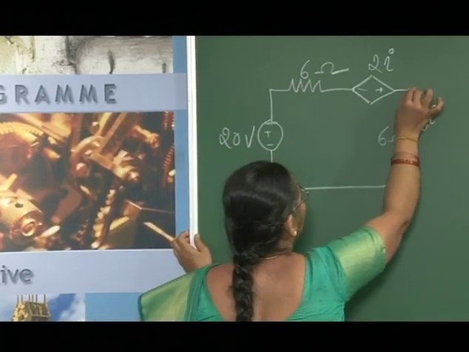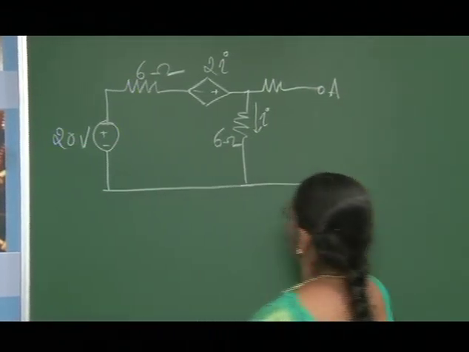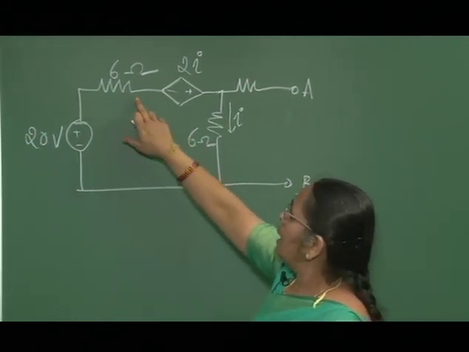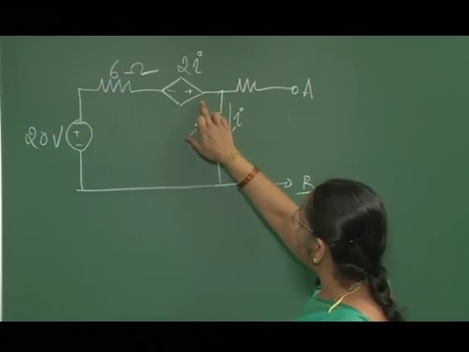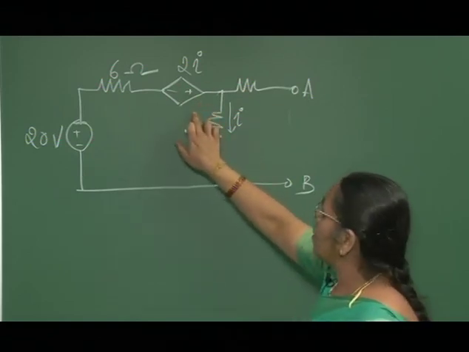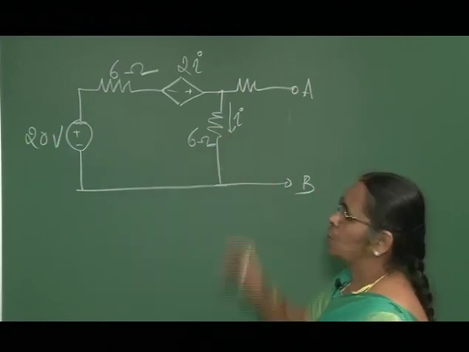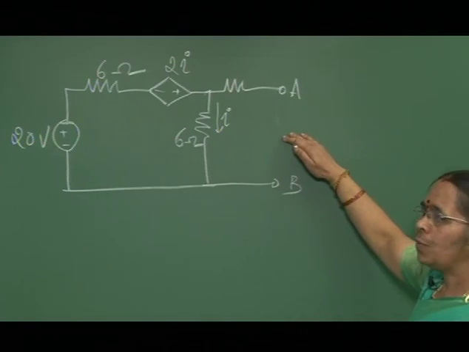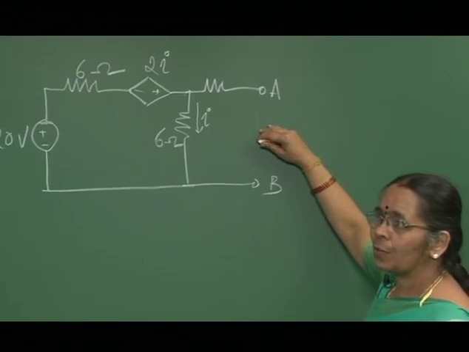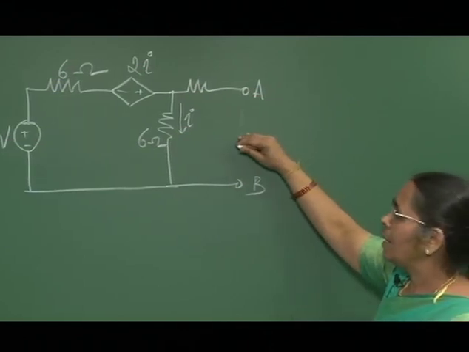That means this dependent source depends on the current I flowing through the 6 ohm resistor. Then you have 10 ohms, and this is the circuit. So you can observe here, the circuit has a 20 volt source, a 6 ohm resistor, a dependent source, and a 6 ohm resistor connected once again here. For such a circuit, how do we find the Thevenin equivalent circuit? That means you have to find the Thevenin equivalent voltage and the Thevenin equivalent impedance.